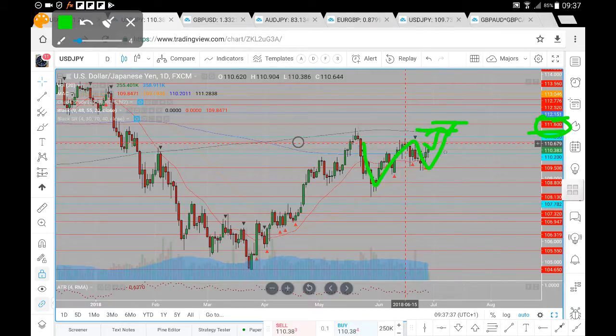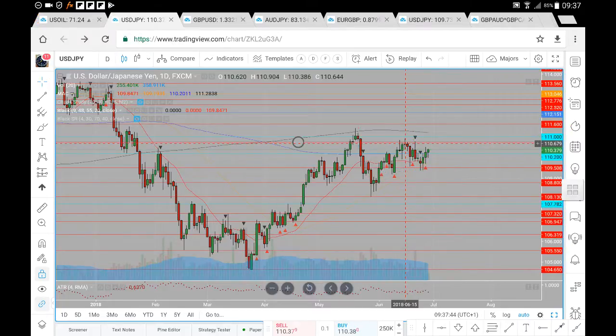But if we do break from there, potentially we're looking for prices to head towards that 116.0 here on the US dollar Japanese yen. Overall, the series of higher lows possibly suggests that we are poised for further upwards continuation here on the US dollar Japanese yen.